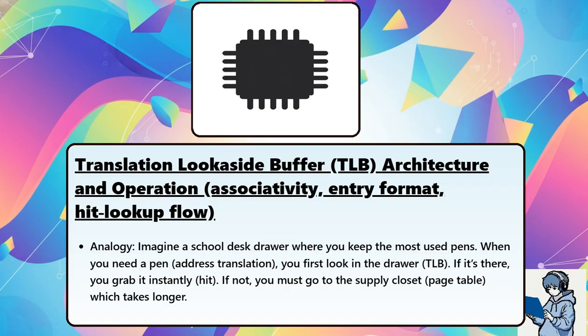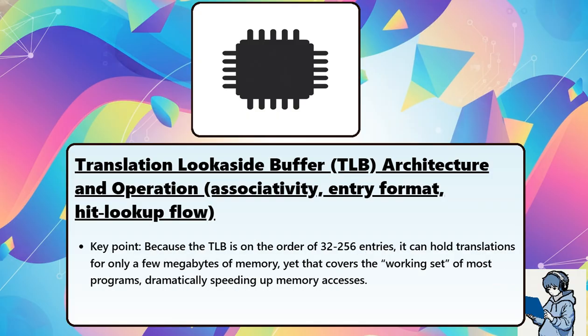Analogy: imagine a school desk drawer where you keep the most used pens. When you need a pen, address translation, you first look in the drawer, the TLB. If it is there, you grab it instantly, a hit. If not, you must go to the supply closet, the page table, which takes longer. Key point: because the TLB is on the order of 32 to 256 entries, it can hold translations for only a few megabytes of memory, yet that covers the working set of most programs, dramatically speeding up memory accesses.